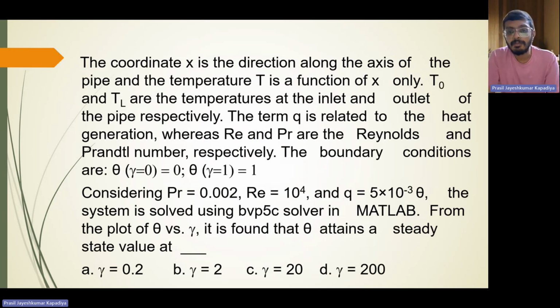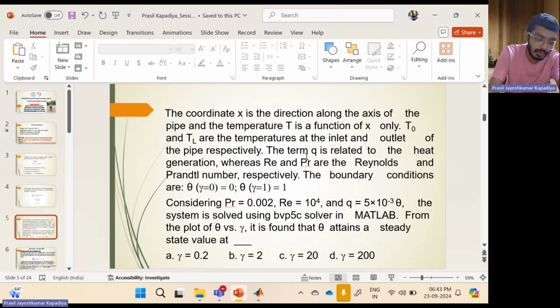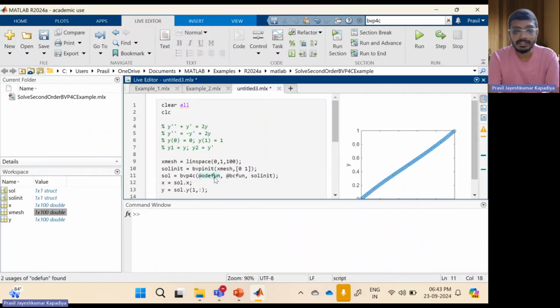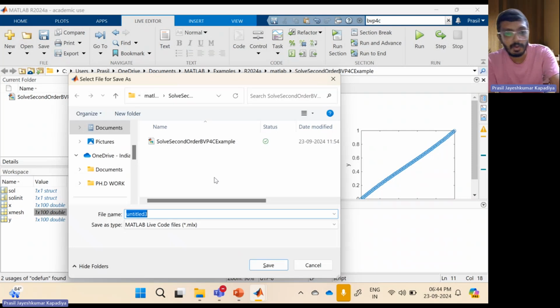Considering these values, Prandtl number is equal to 0.002, Reynolds number is equal to 10 raised to 4, and Q is equal to 5 into 10 raised to minus 3 theta. The system is solved using the BVP4C solver in MATLAB. From the plot of theta versus gamma, it is found that theta attains a steady state at what value of gamma. So we are supposed to first find the solution, and then say at what value we are getting steady state. So let me first just save this problem.